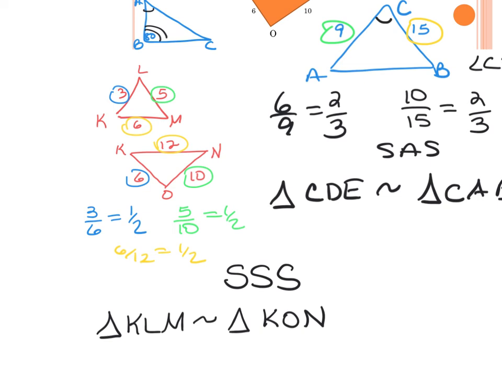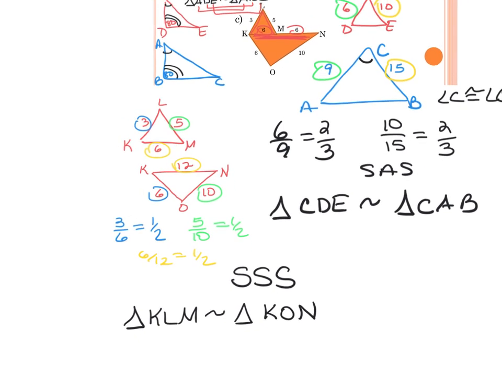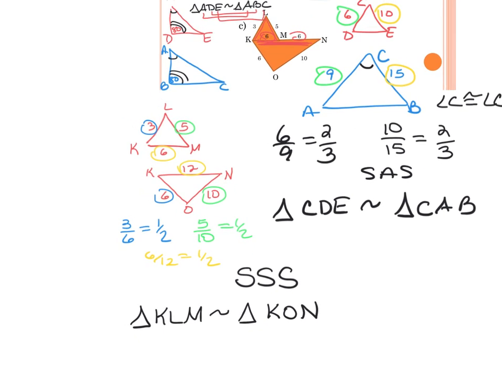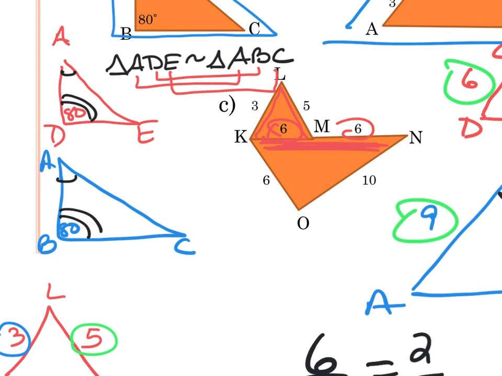Hey, Corey. Yes. Couldn't you also do side angle side for letter C? Let's see. What's the angle that's congruent? Angle K. All right, so angle K is, for this one, it's over here. But for the bigger one, it's over here. So it's not the same angle K. So this one right here, this is going to be angle LKM. And then this one would be angle NKO. They're different. Okay, thank you.